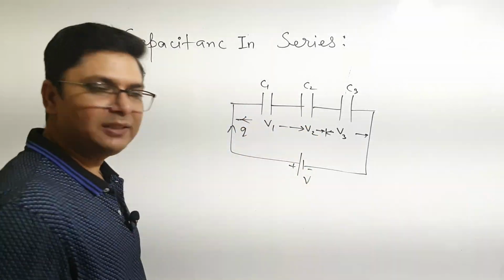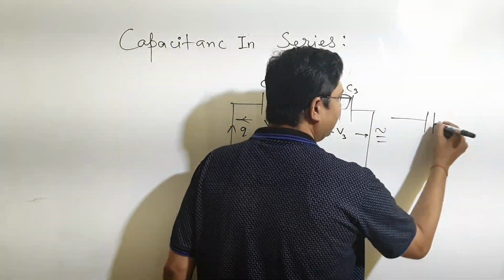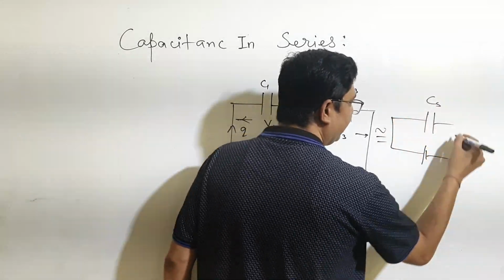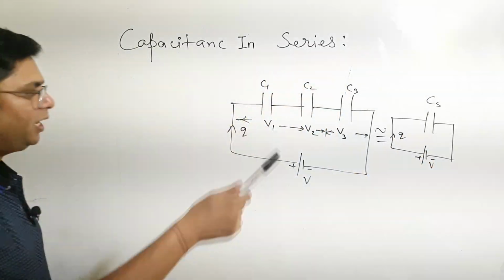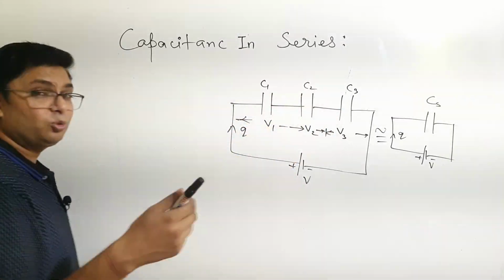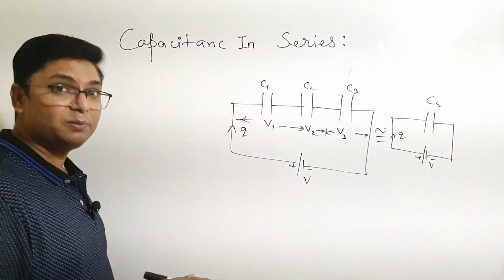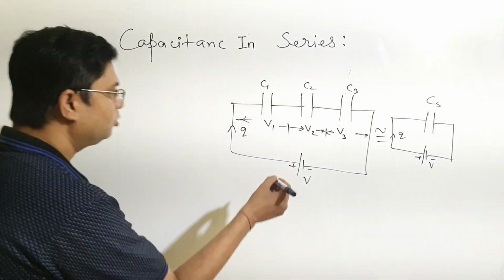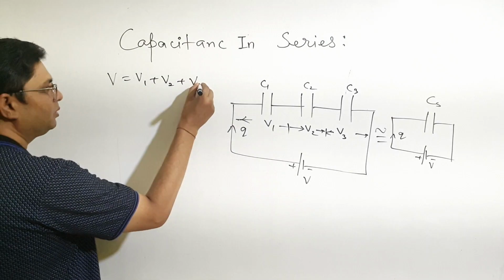Let us draw the equivalent circuit. In the equivalent circuit, we need one capacitor. This is series, so we write it as CS. V is the potential applied, and Q is the charge. Here the charge Q is the same for C1, C2 and C3. So in series, the charge remains the same for all the capacitances. But the potential V is divided into V1, V2, V3. So we write V equals V1 plus V2 plus V3.